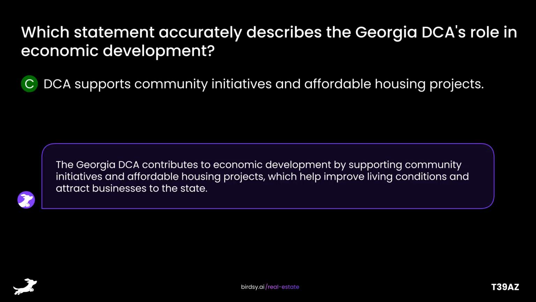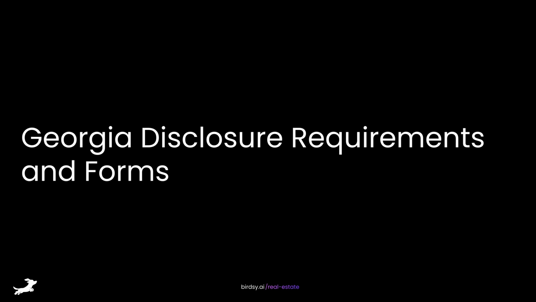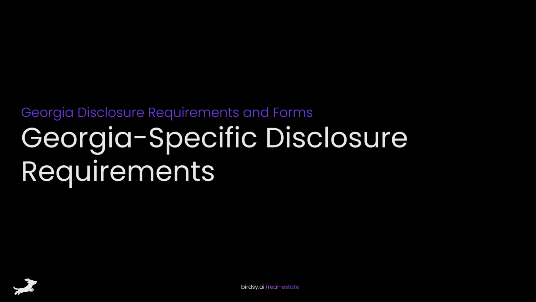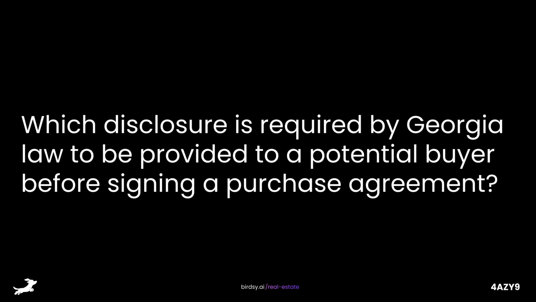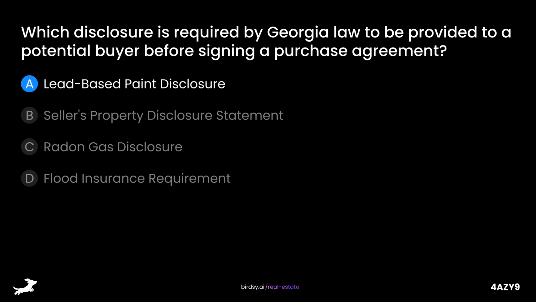The Georgia DCA contributes to economic development by supporting community initiatives and affordable housing projects, which help improve living conditions and attract businesses to the state. Continuing now with Georgia disclosure requirements and forms, starting with Georgia-specific disclosure requirements. Which disclosure is required by Georgia law to be provided to a potential buyer before signing a purchase agreement? Is it A, lead-based paint disclosure, B, seller's property disclosure statement, C, radon gas disclosure, or D, flood insurance requirement? The answer is B, seller's property disclosure statement.